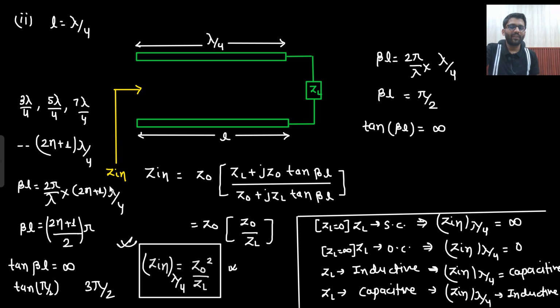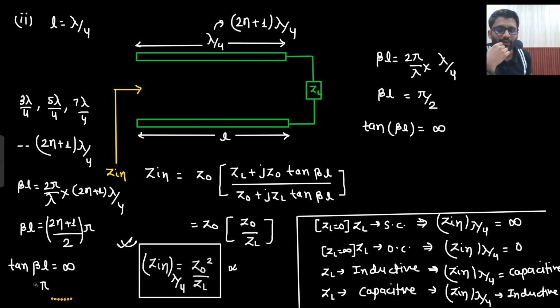So for any odd multiple of lambda by 4, it can be lambda by 4, 3 lambda by 4, 5 lambda by 4, 7 lambda by 4, 9 lambda by 4, 11 lambda by 4, this formula will be applicable: Z0 square by ZL. Is that clear to you?